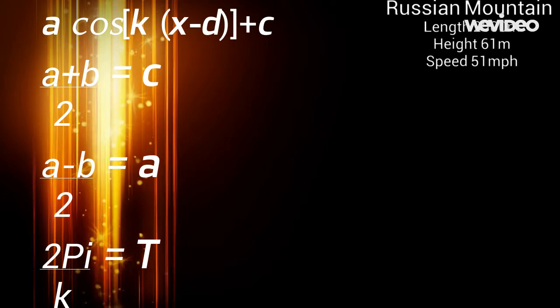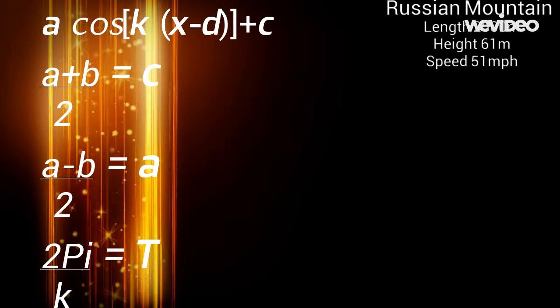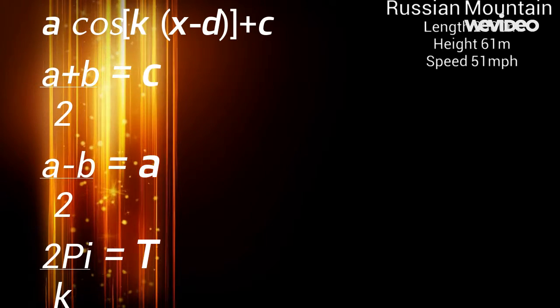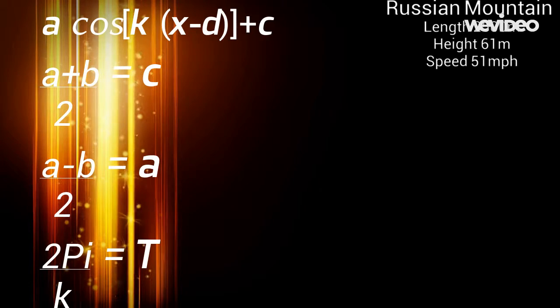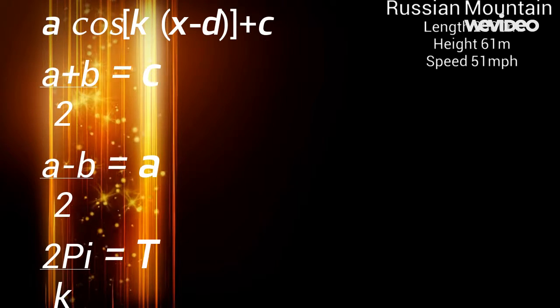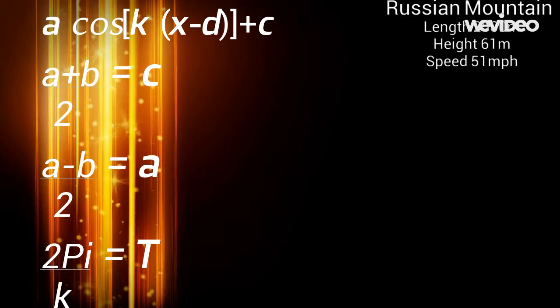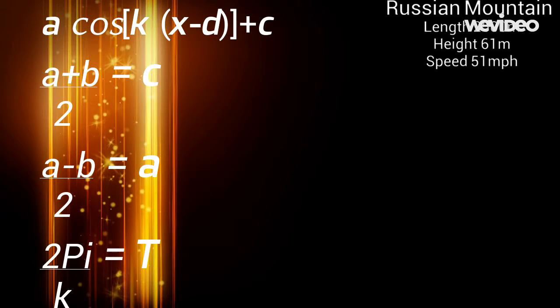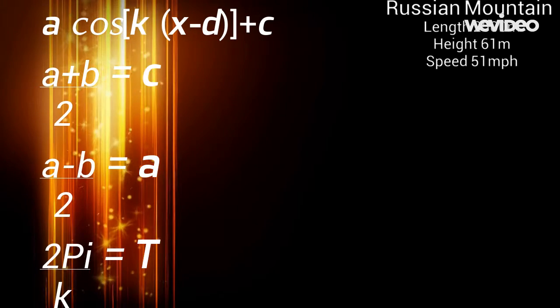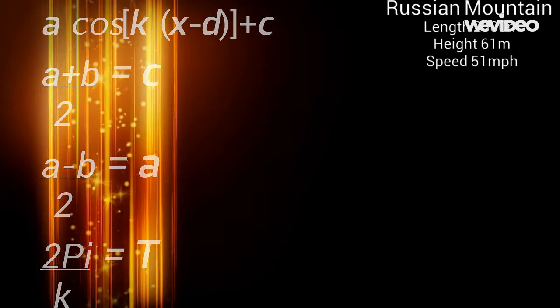The subtraction of these two values divided by 2 will give us the a value, which is the amplitude of the graph, or how much the graph is stretched or compressed vertically. Period T is equal to 2 pi over k. This k value determines the horizontal stretch or compression of the graph. The last value d is determined by looking at the graph of the function and comparing it to the original graph. For this value, we need to calculate the phase shift of the function from the original parent function.